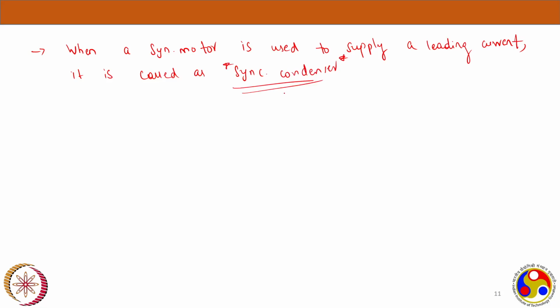So, employ a synchronous condenser and it will improve the power factor of the system. How it will improve, that's what we have seen now. This is the application of a synchronous motor. Whenever you hear the word synchronous condenser, what you have to think in your mind is that it is a synchronous motor operating in an overexcited condition.